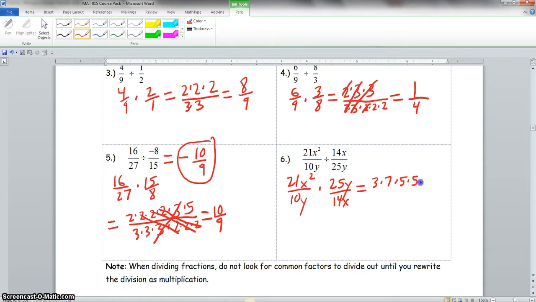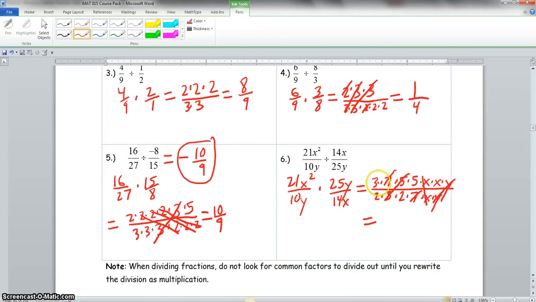Now we do the variables. We have x squared, so we'll do x times x, and we have only y, so we'll bring that y here. Now we look at the denominator. The prime factorization of 10 is 2 times 5. The prime factorization of 14 is 2 times 7. And then we will have 1 x and also our y. Now let's see what we can simplify out. We have one set of 5's in common, and we have one set of 7's in common. And then the variables, we have one set of x's, one set of y's.